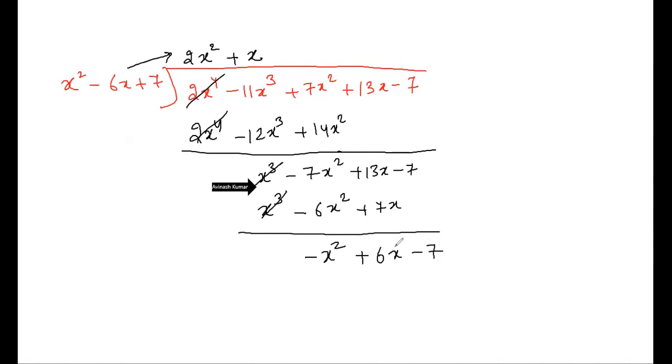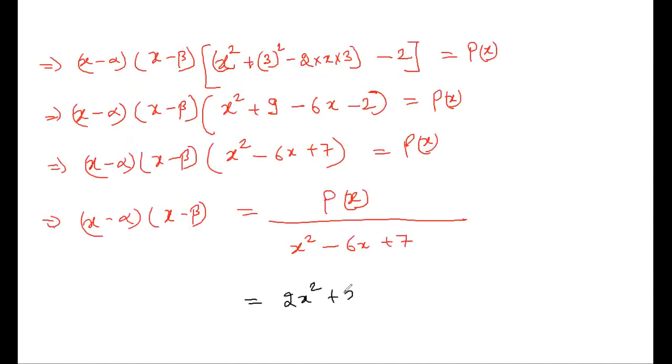Any problem? No, sir. So by which number I should multiply now? I will go by minus 1. So you can see here by minus 1 I have minus x square minus 6x minus 7. So all will cancel, right? So I am getting on the right hand side 2x square plus x minus 1, and this is equal to (x - alpha)(x - beta), right?